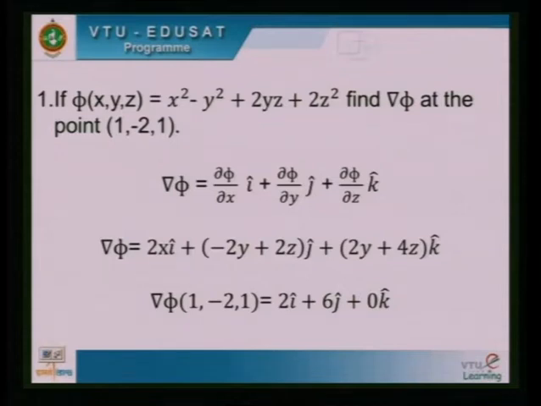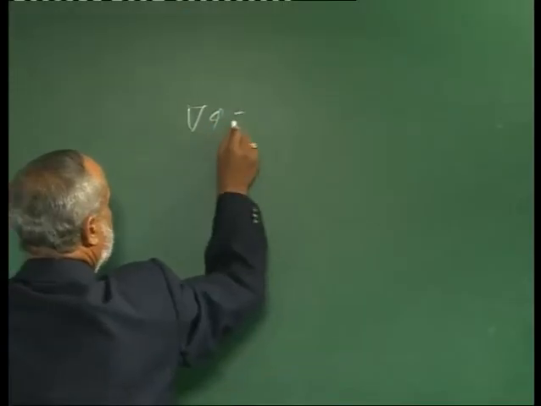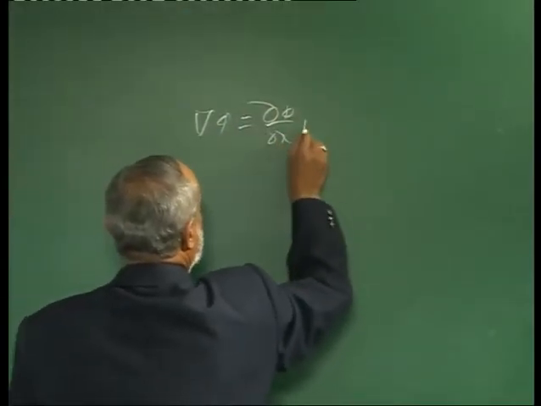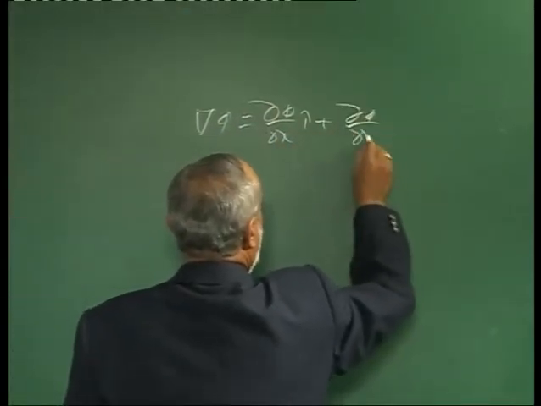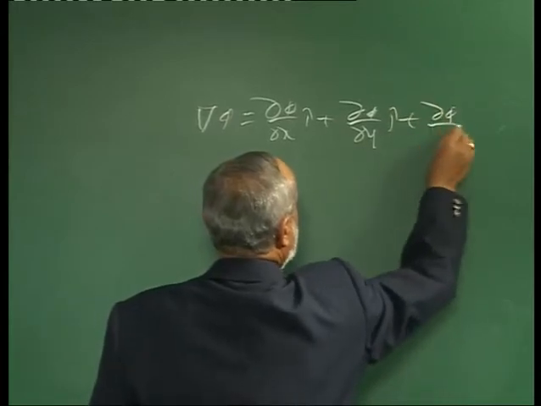First, we can write the formula. What is the formula? Gradient of phi equals dou phi by dou x into i cap plus dou phi by dou y into j cap plus dou phi by dou z into k cap.